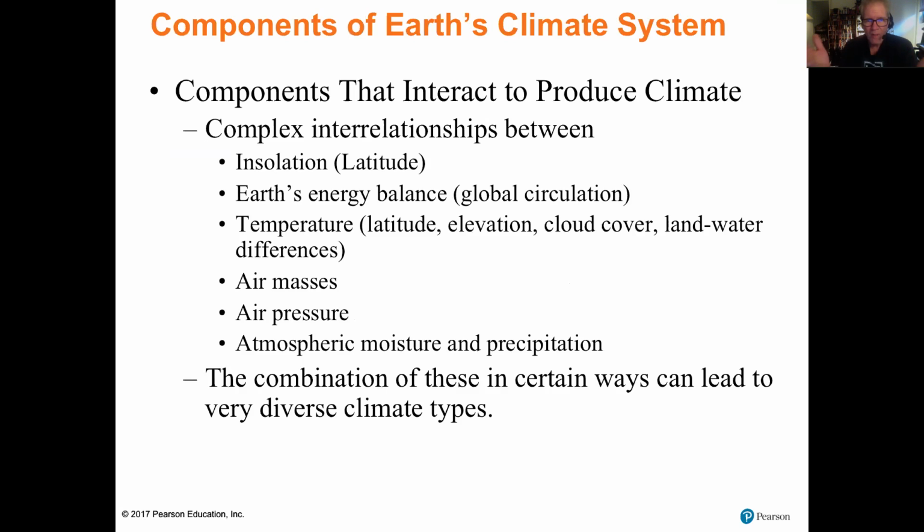And so what interacts to produce the climate? Insolation, the sun's energy, which varies by latitude. The higher up we go in latitude, the less insolation we get. The energy balance, the global circulation of energy, the temperature, which is related to all these things. Air masses, remember we looked at this, the air masses that influence the United States, the two polars and the two tropicals, and then air pressure, of course. And then atmospheric moisture and precipitation. So when you combine all these variables together, that's what creates our climate.